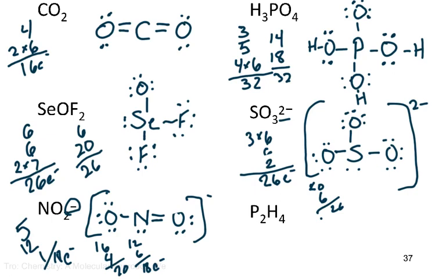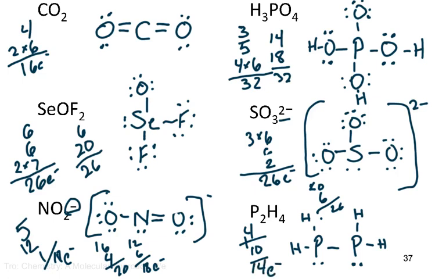And then finally P2H4. I'm going to have my 2 phosphoruses attached to each other, and then each one of those will have 2 hydrogens, and then fill in my lone pairs. My total electrons should be 4 plus my phosphorus has 5, so 4 plus 10 gets me 14 electrons total. And I have 1, 2, 3, 4, 5, so 10 in bonds plus 4 in lone pairs gets me 14. So that one is all set.